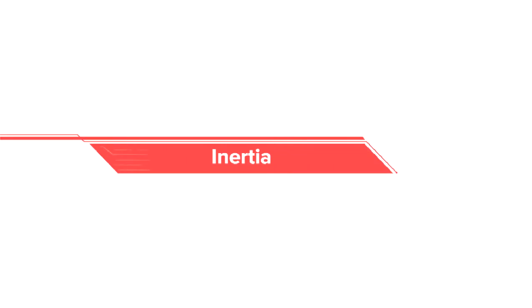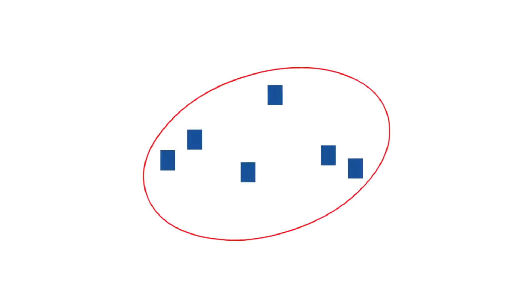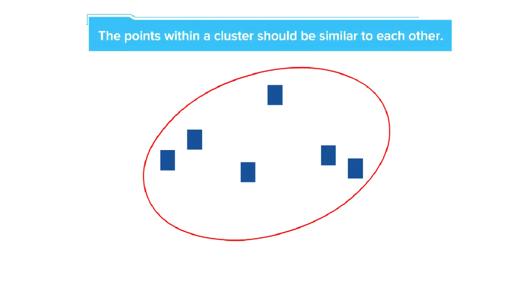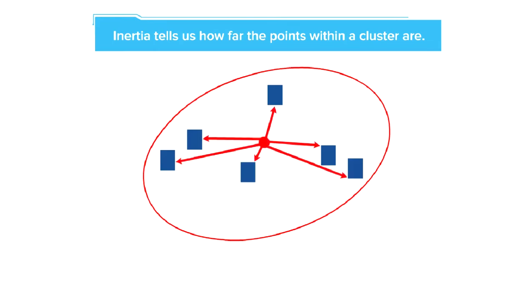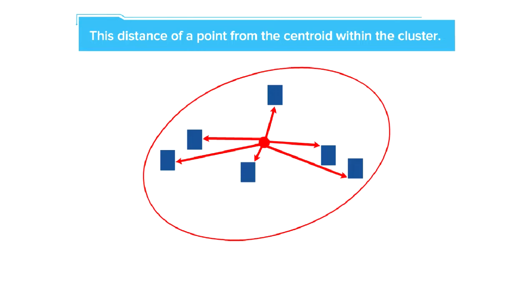The first evaluation metric we will be looking at is called inertia. To understand this, let's take the example of customer segmentation, which we have seen earlier as well. If you recall, the first property of clusters that we discussed was the points within the same cluster should be similar to each other. This is what inertia evaluates. It tells us how far the points within a cluster are. It calculates the sum of distance of all the points within a cluster from the centroid of that cluster. The distance of a point from the centroid within the cluster is known as intra-cluster distance. So, inertia gives us the sum of intra-cluster distances.